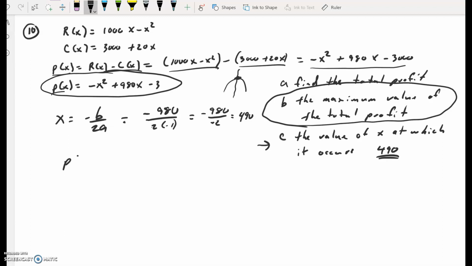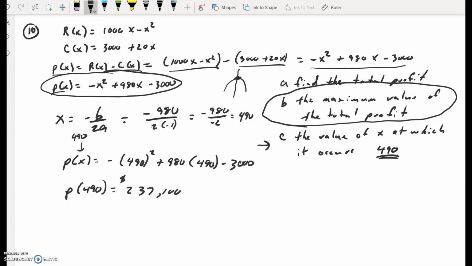Well, we're going to have to put that x value that gives the maximum profit into our profit function. And we calculate this function when we put x equals 490, and so I'm going to do that on the calculator.